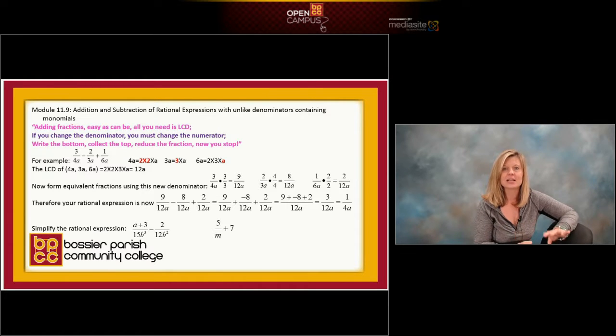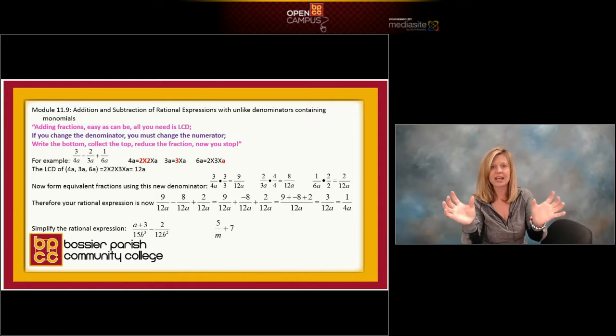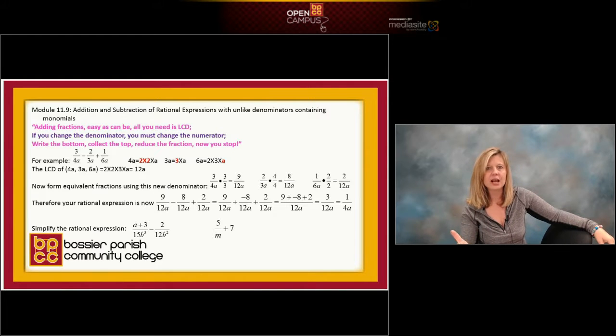Now today, seeing the denominators are not going to be the same, we added a little extra phrase in our song. So our song goes, adding fractions easy as can be, all you need is an LCD. That's still the beginning step. To add and subtract fractions, rational expressions, you must make sure those denominators are the same. Here comes the new part. If you change the denominator, you must change the numerator.